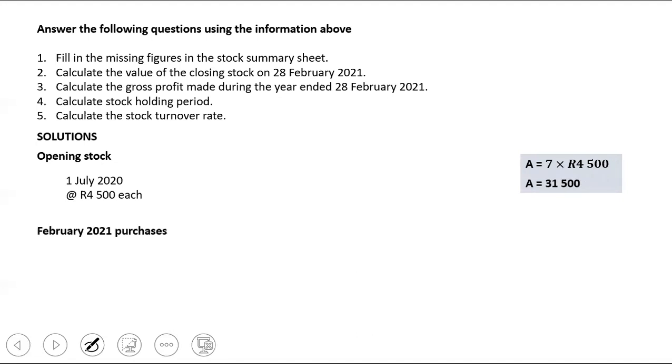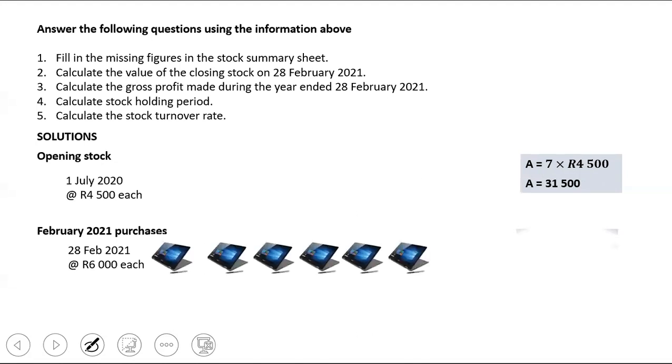In February, we purchased more units. Each unit was 6,000. And in February, how many units did we purchase in this case? Let's count. In this case, it was 6. Obviously, 6 times 6,000, which is the cost price, will give us B, which is 36,000.